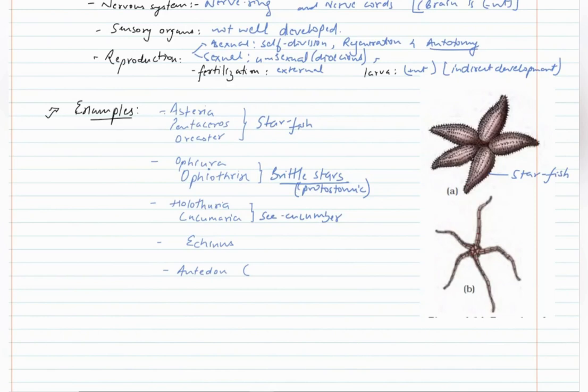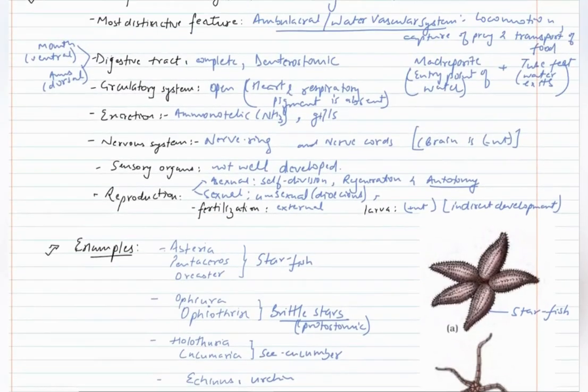Echinus is also known as sea urchin, and Antedon is known as sea lily. With these examples, we are done with the phylum Echinodermata.